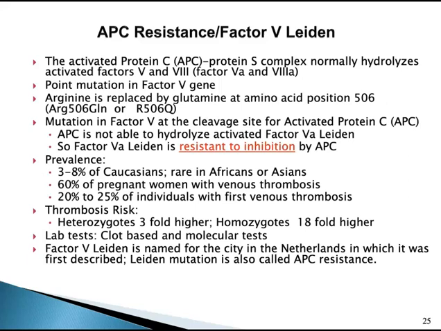We can detect this activated protein C resistance or factor V Leiden by doing some clot-based assays, but mostly nowadays this is detected by doing a molecular test. And again, factor V Leiden is named for the city in the Netherlands in which this was first identified.